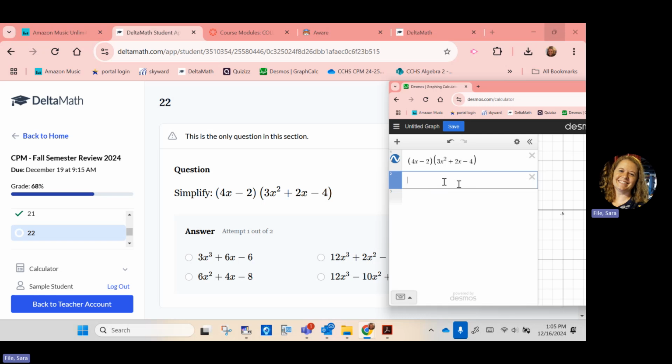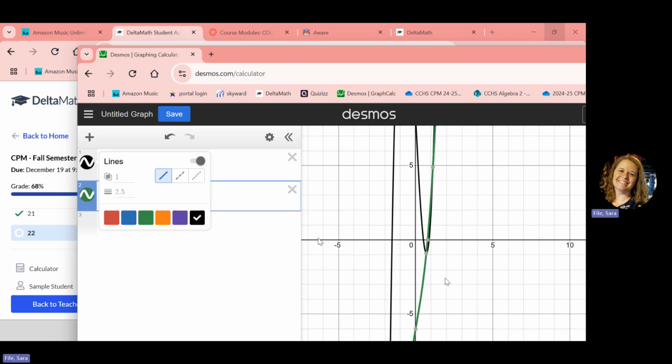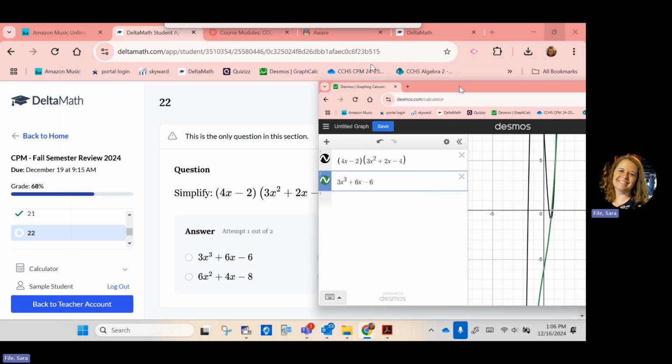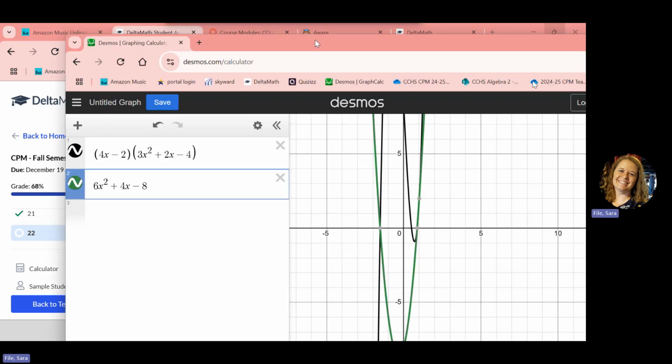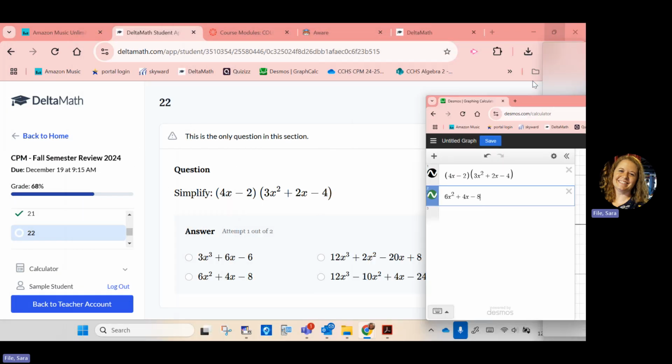Okay, so I'm going to type in the first answer choice, which is 3x cubed plus 6x minus 6. So the original graph, I'm going to make that one black. And then this one that I just typed in green, those are not the same. They're in two different locations. So that's not it. It's not that first answer choice. So then I'm going to type in the second answer choice, which is 6x squared plus 4x minus 8. And then I'm going to compare that graph. Those are not the same either. So that's not it.